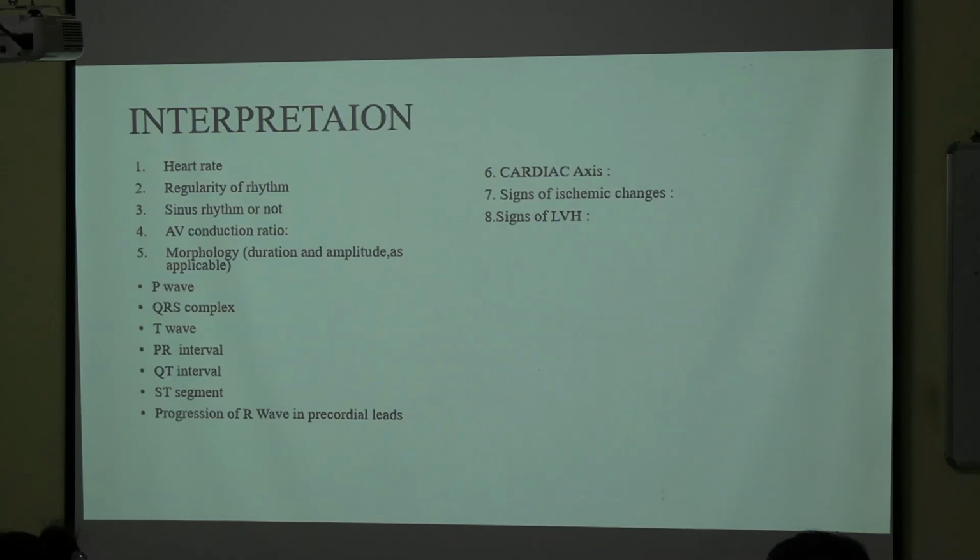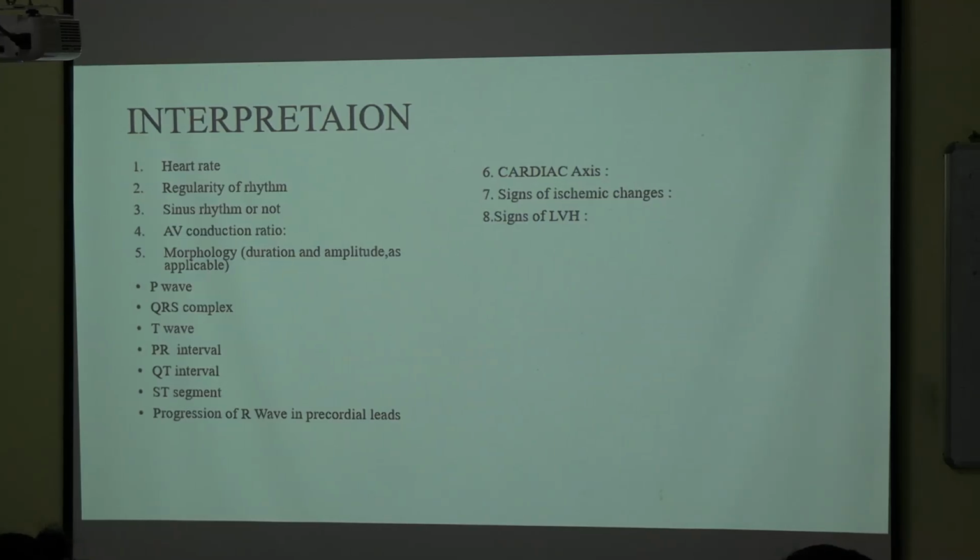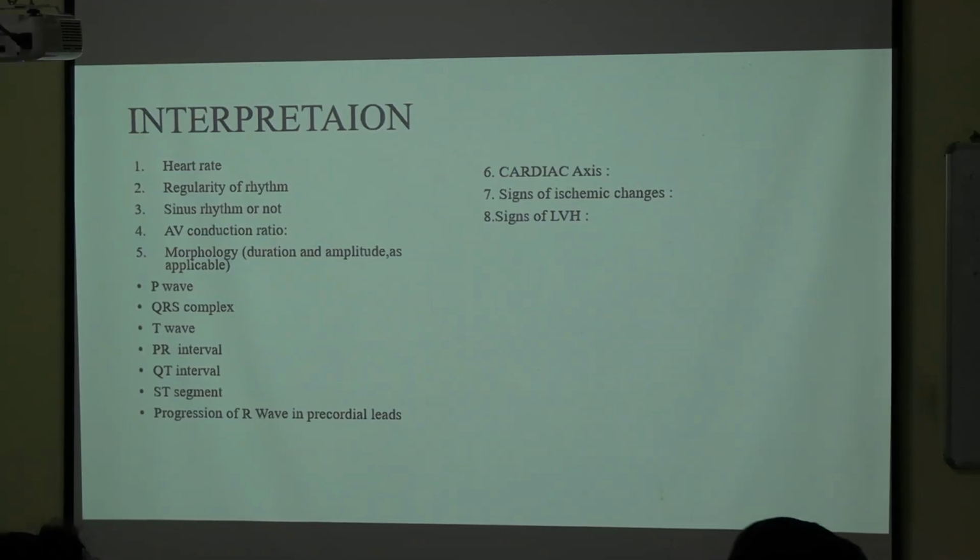Then in V3, so positive. Okay. Actually, positive will be upward deflection. The down one is a negative deflection. Okay. Because your QRS, that one is a biphasic wave.